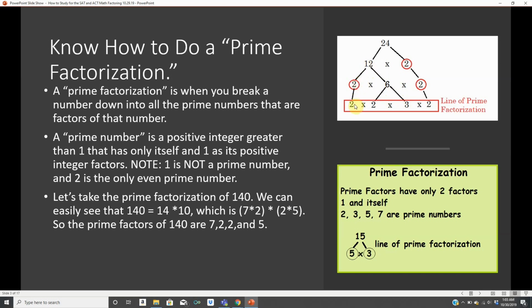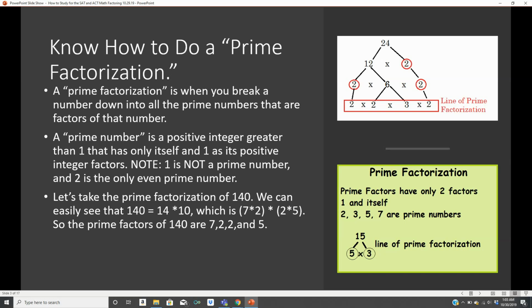So at the bottom, we have what's called the line of prime factorization. It's 2 times 2 times 3 times 2. You can think of the line of prime factorization as the presents at the bottom of the factoring Christmas tree. Just what I always wanted.